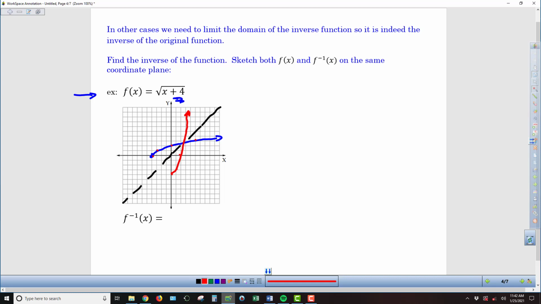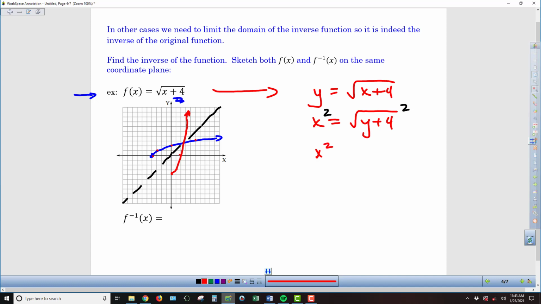So far so good. But when we go to try to find this inverse function, if we jump over here to do that, again, starting with y equals the square root of x plus 4. So now I flip-flop my x and y. I get x equals the square root of y plus 4. So now I'm going to square both sides in order to get rid of that square root as I try to solve for y. So we have now x squared equals y plus 4. So for my last step, if I subtract 4, I get y equals x squared minus 4.